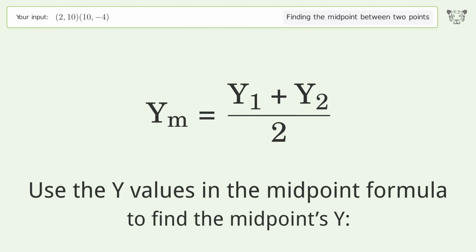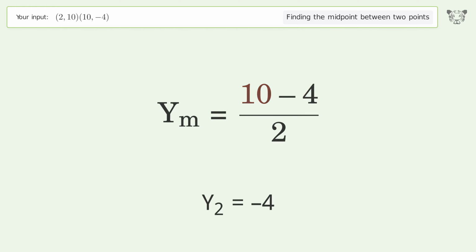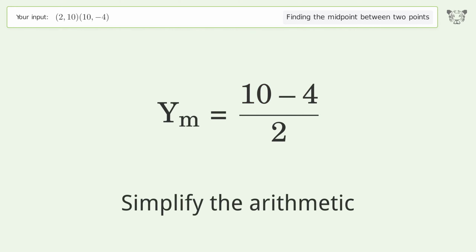Use the y values in the midpoint formula to find the midpoint's y. y1 equals 10. y2 equals -4. Simplify the arithmetic.